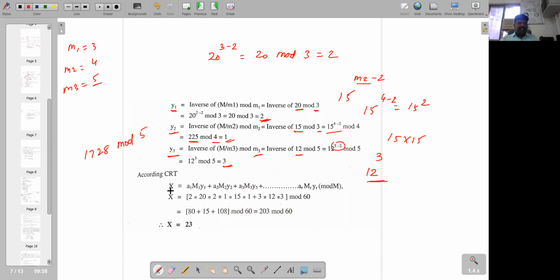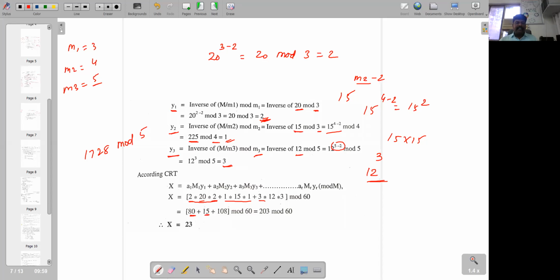So if we want to find what the capital X is equal to, we need to multiply a1, M1, y1. What was the a1 value? The a1, a2, a3 values are from the previous equations, right? Which is 2, and the capital M1 value which is 20, and the y1 value which we calculated as 2. So 2 into 20 into 2, which is 80, plus this A2, M2, Y2, which is 1 into 15 into 1. So we'll get 15 again.